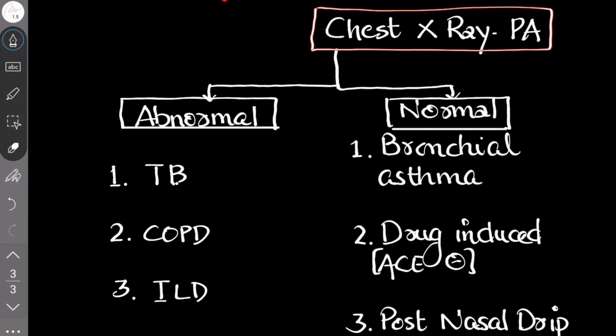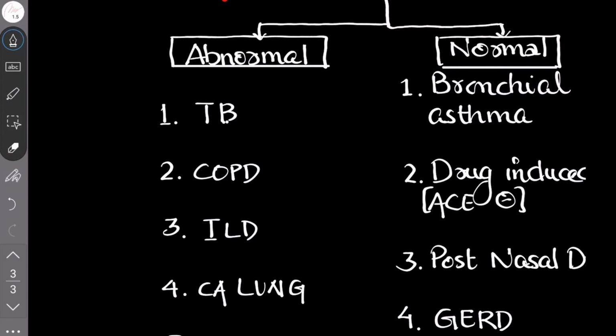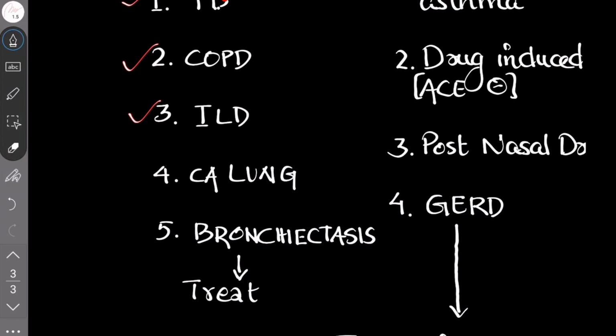In the chest X-ray, if you find something abnormal, that can be TB, COPD, interstitial lung disease, carcinoma lung, or bronchiectasis. In such cases, you can treat the patient accordingly.